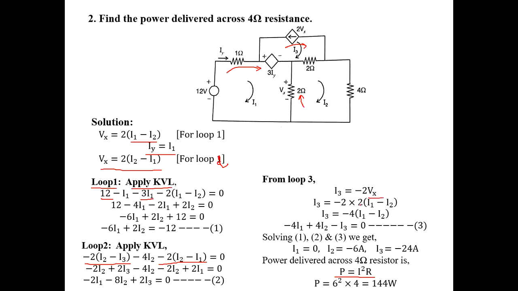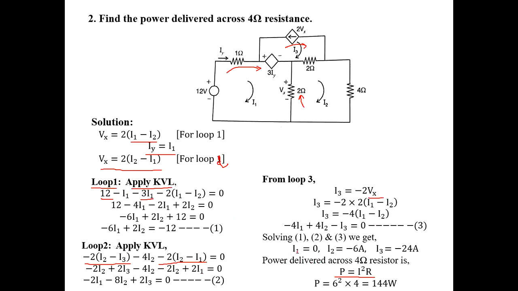Then Vx we can write as 2 into I1, minus, for loop 1, minus 2 into I1 minus. Just let us consider 2 into Vx, which is equal to 2 into I1 minus I2. Then the I3 equation: I3 is equal to, then splitting the terms, minus 4I1 plus 4I2 minus I3 which is equal to 0. Then solve these 3 equations.